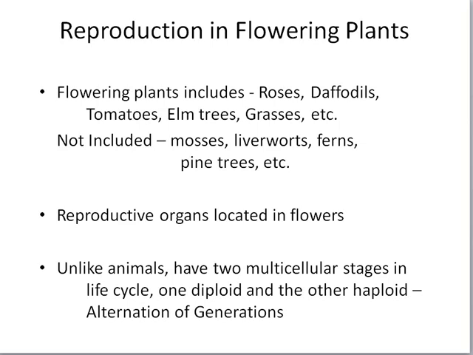The non-flowering plants include mosses, ferns, and evergreen trees. In flowering plants, the reproductive organs are present in the flowers. It's within the flower that eggs and sperm are produced, fertilization occurs, and the development of a new baby plant begins. In some ways, plant life cycles are very different from those in animals. For example, plants have multicellular haploid and diploid stages. This is called alternation of generations.